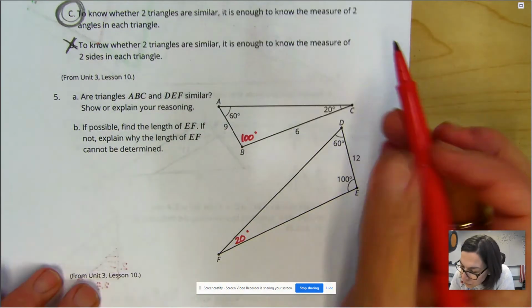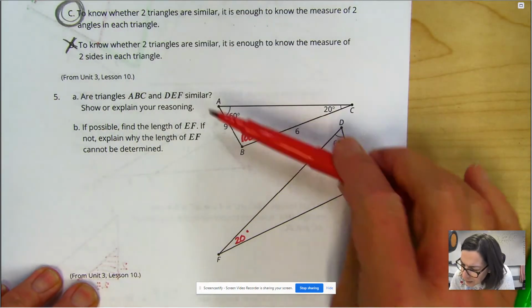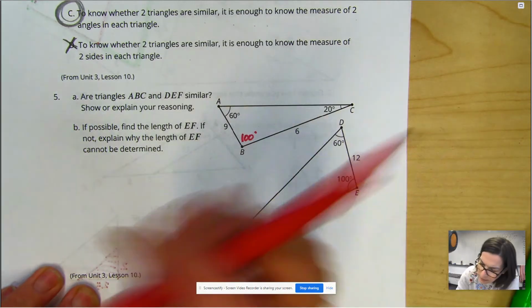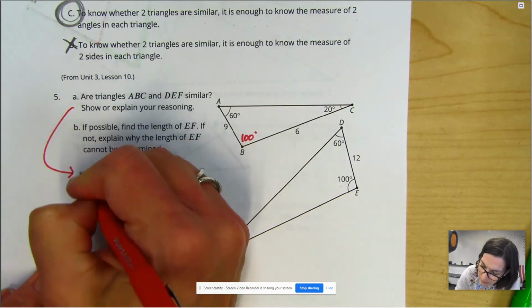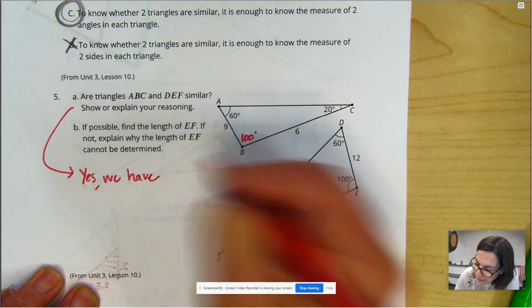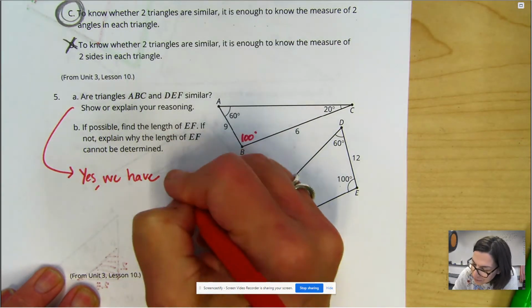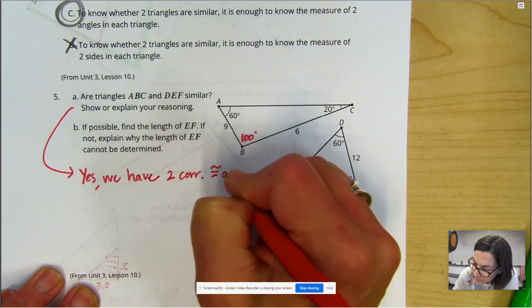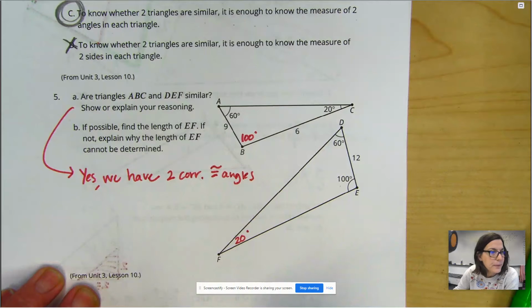Okay. So if possible, so are they similar? Yes. We have 2 corresponding congruent angles. We need to kind of figure that out, though.